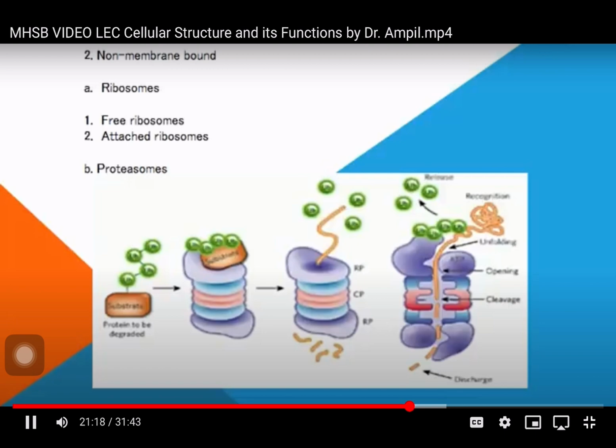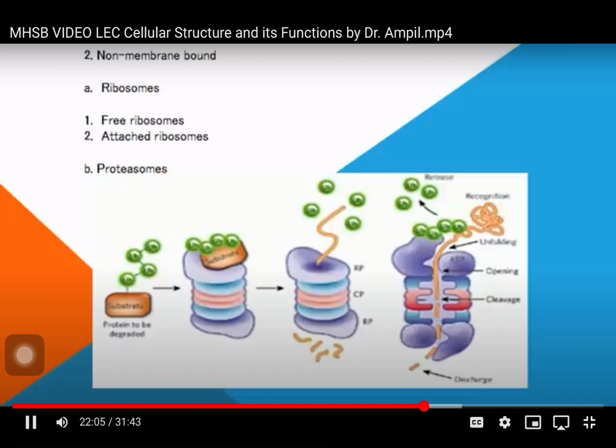Now, we're going to the non-membrane-bound organelles. We have your ribosomes. Now, the ribosomes, again, are involved with protein synthesis. Now, there are two types of ribosomes, the free ribosomes and the attached ribosomes. The free ribosomes synthesize proteins for self-utilization, while the attached ribosomes synthesize proteins to be secreted by the cells. And then we have the proteasomes. Now, these proteasomes are cylindrical bodies which are involved with removal of denatured proteins or proteins that are not needed by the cells.